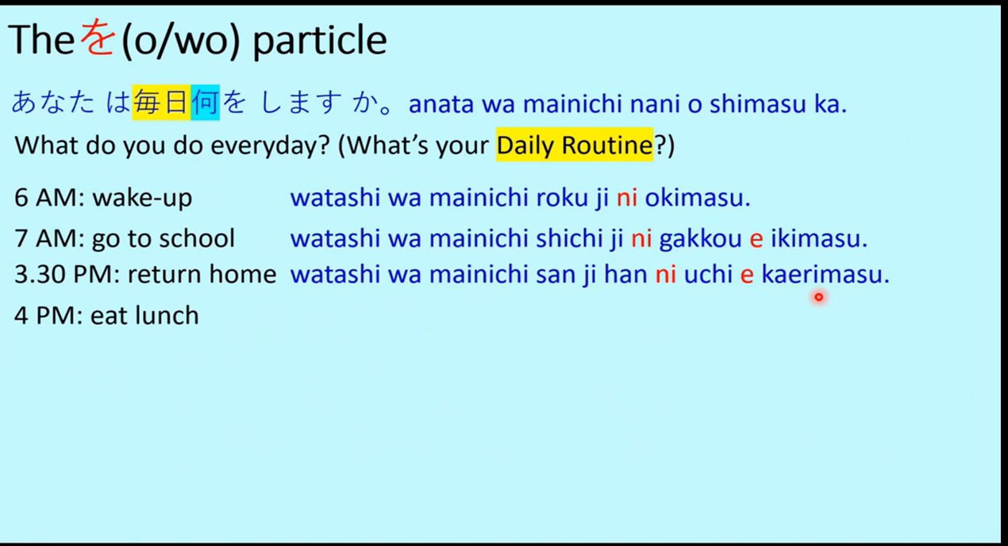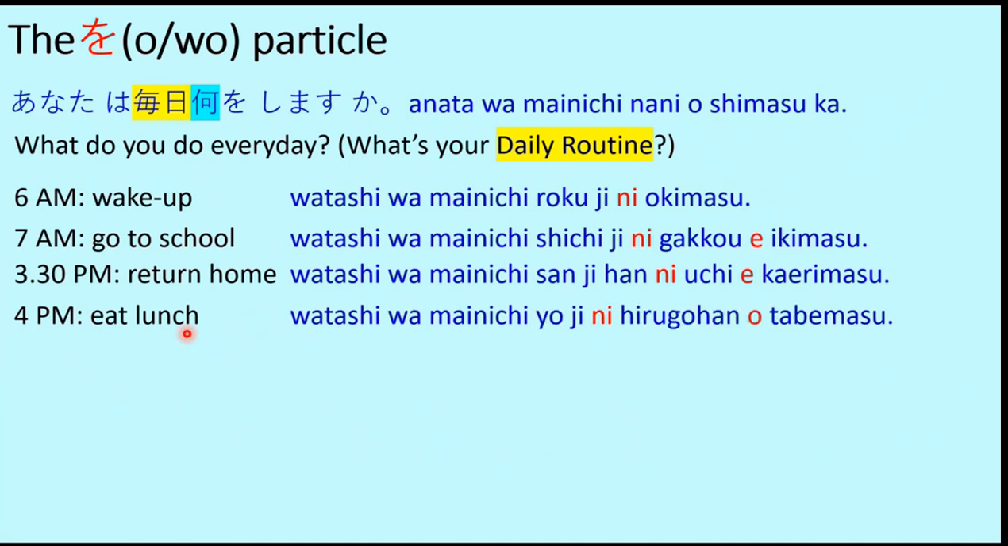Now, next, what does he do after returning back home? He eats his lunch. Although 4 p.m. is late for lunch, he eats lunch at 4 p.m. after returning back home. Watashi wa mainichi yoji ni hiru gohan o tabemasu. Yoji is the fourth hour. It's not yonji, but it is yoji. This is one of the exceptions where the word gets modified. So yon is 4, but when it is attached to ji, it becomes yoji. It's not yonji, it's yoji.